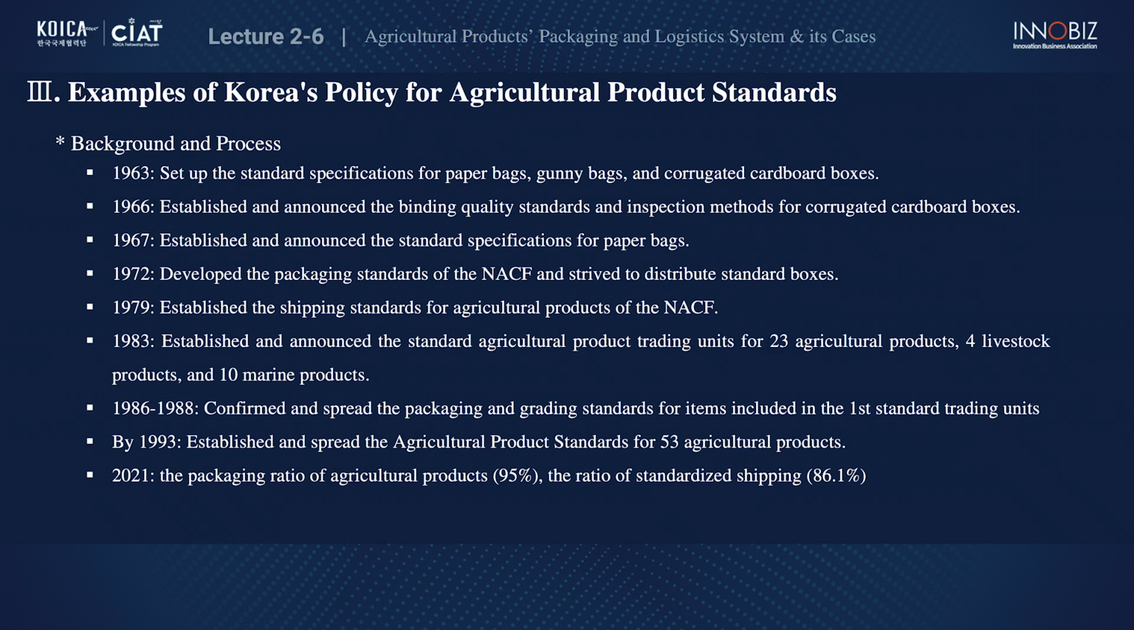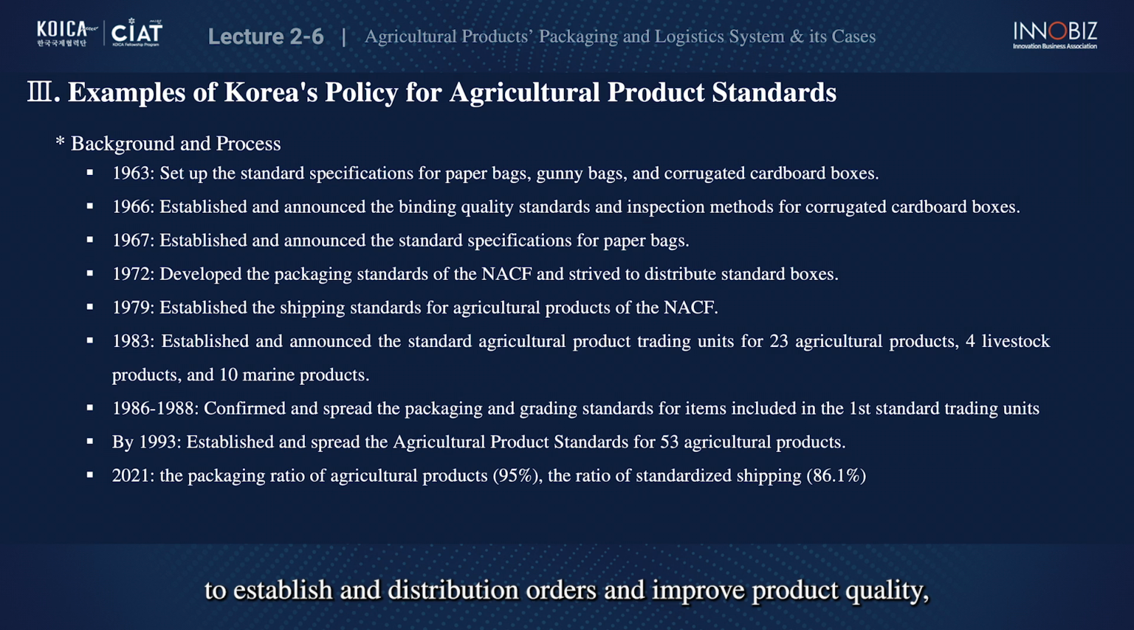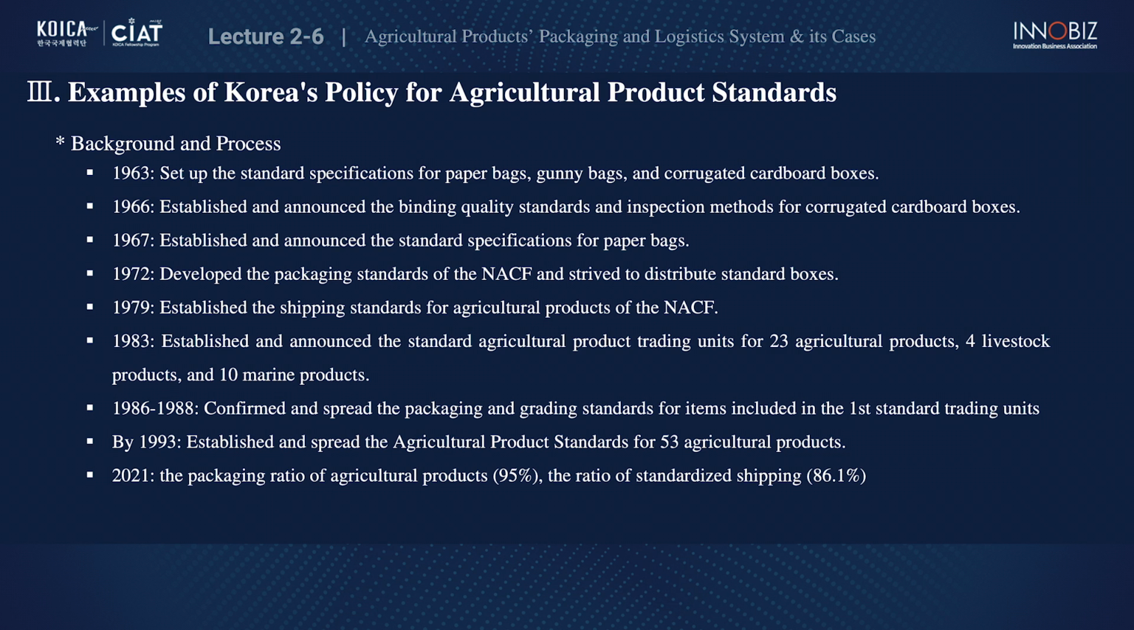In addition, to establish distribution orders and improve product quality, the government established standard specifications for paper bags, gunny bags, and corrugated copper boxes in 1963, established and announced the binding quality standards and inspection methods for corrugated copper boxes in 1966, and established and announced the standard specifications for paper bags for agricultural products in 1967. However, the inspection and packaging standard system up to the 1960s targeted the grains that the government purchased and agricultural products to be exported.